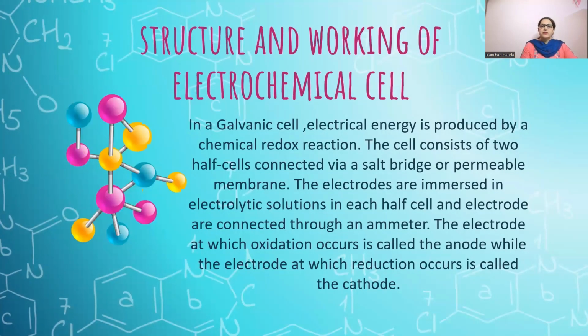Structure and working of electrochemical cell. In galvanic cell, electrical energy is produced by a chemical redox reaction. The cell consists of two half cells connected via salt bridge or permeable membrane. The electrodes are immersed in electrolytic solutions in each half cell, and electrodes are connected through an external circuit. The electrode at which oxidation occurs is called anode, while the electrode at which reduction occurs is called cathode.